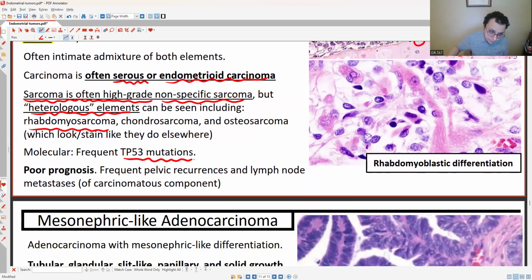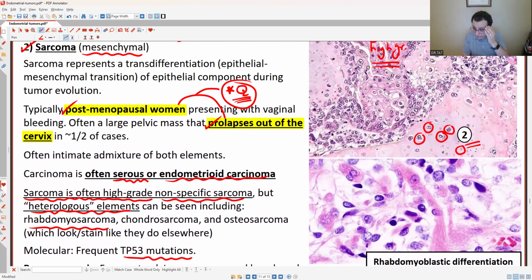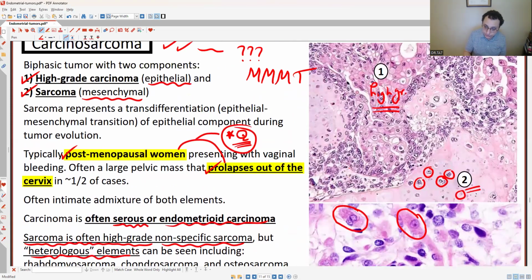It has a p53 mutation, and of course this has a very poor prognosis. It frequently metastasizes to the lymph nodes and to the pelvis, and frequently recurs after surgical removal. It's very bad. That's rhabdomyoblastic differentiation. See these rhabdoid cells, striated cells, with these cytoplasmic red striations which look like striated muscle. That's rhabdomyoblastic differentiation, and this is usually in the sarcoma component.